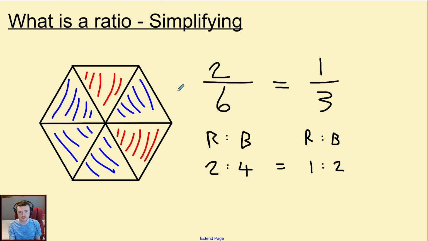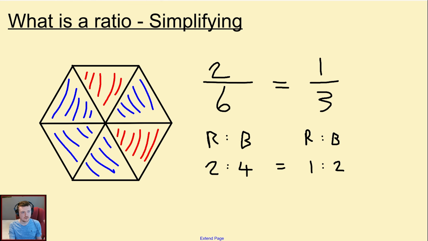So that is simplifying a ratio, just the same as simplifying a fraction. Common factor, divide both the numbers by that number. Remember that what you do on the top, you must do exactly the same on the bottom. So you have to divide by the same number or times by the same number. It has to be the same.